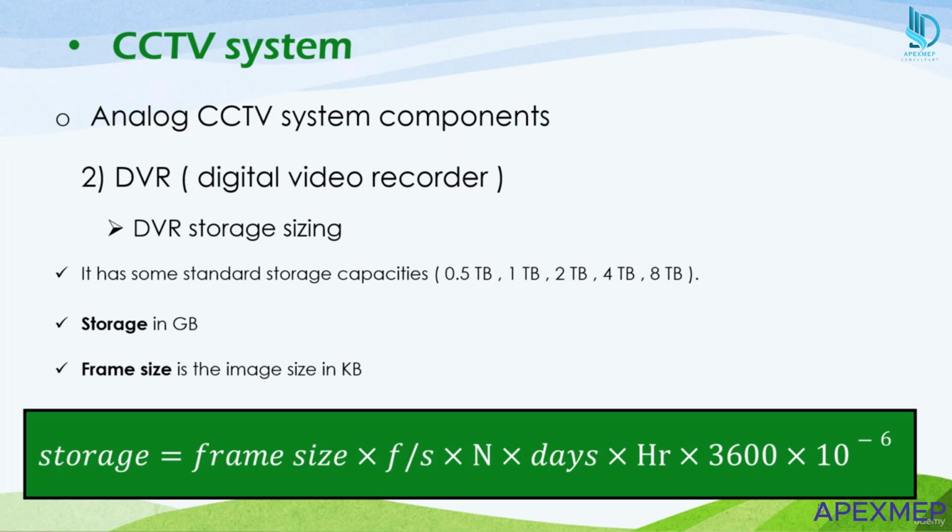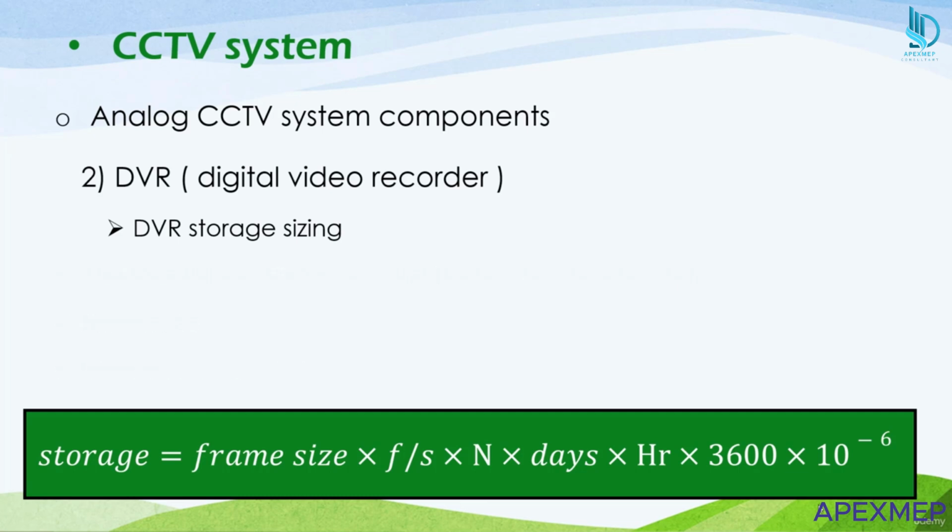Also, the frames per second is the standard frame rate that the DVR records the video based on. As we learned before, it may be 25 frames per second according to the European standard, or it may be 30 according to the American standard. Then N is the number of cameras that will send the videos to this DVR.